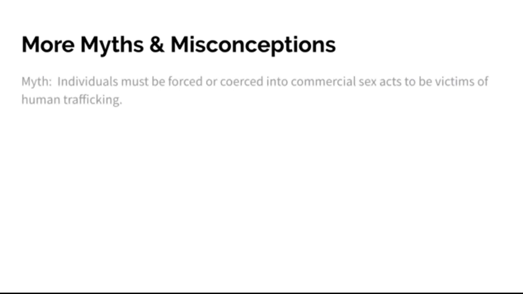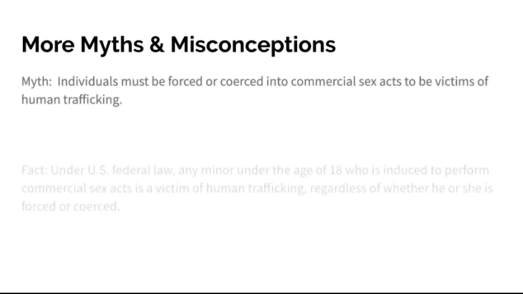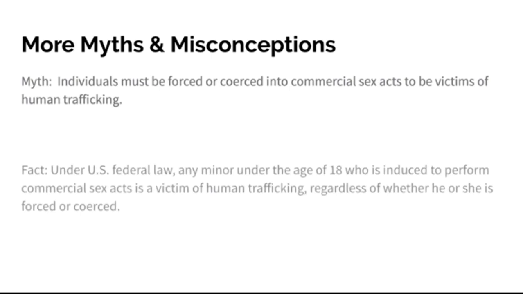Myth. Individuals must be forced or coerced into commercial sex acts to be victims of human trafficking. Fact. Under U.S. federal law, any minor under the age of 18 who is induced to perform commercial sex acts is a victim of human trafficking, regardless of whether he or she is forced or coerced.